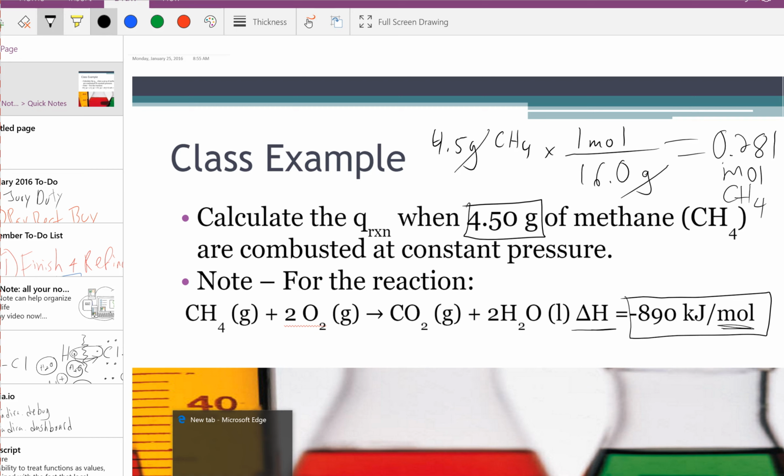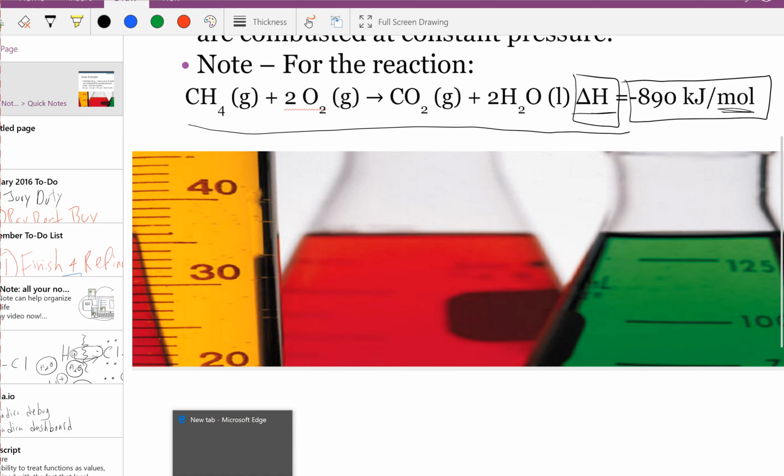Now, this reaction is basically completed for us. We don't have to do any of the hard work. It gives us the delta H right here, the enthalpy of the reaction. But that's for every 1 mole. We get a release of 890 kilojoules of energy. In this case, we have 0.281 moles. So how much energy will be released?